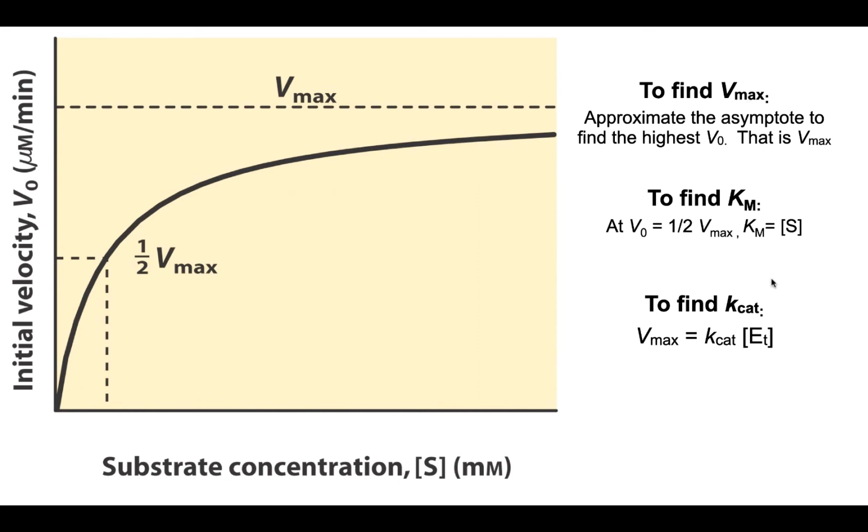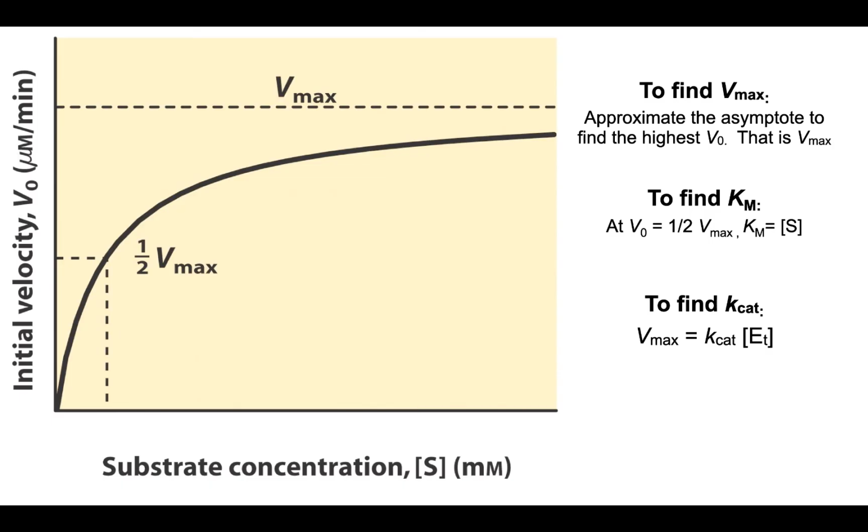The way that works is you figure out the Vmax, and the Vmax equals the kcat times the total amount of enzyme that you added. So this is a little independent of this graph except for finding the Vmax. From this data, we can find the Vmax of an enzyme, the Km of an enzyme, and the kcat of an enzyme.